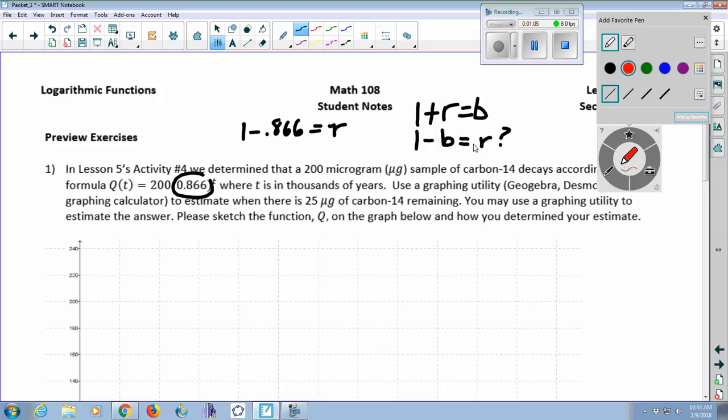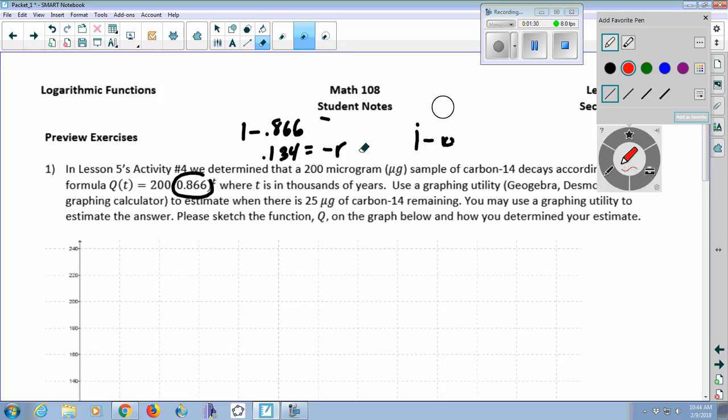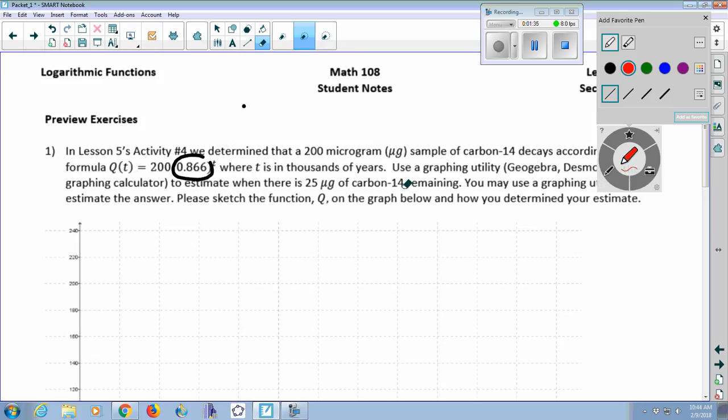Is it equal to R or the opposite of R? The opposite. Because this gives me 0.134, right? It can't be equal to R, it's got to be the opposite of R, right? Because it's a decrease. Okay, so the decrease here is about 13.4%.